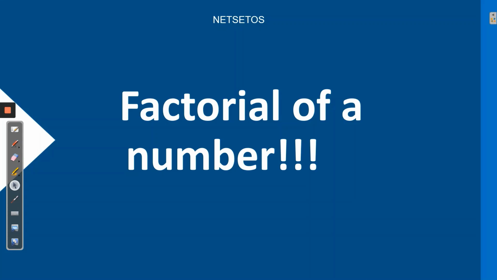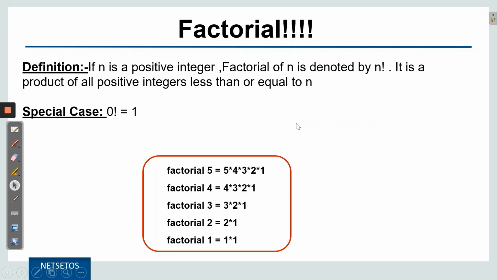In this video, we will discuss the factorial of a number by the recursive way. First of all, we should know what factorial is. Factorial is always of a positive integer and it is denoted by n factorial. If we read this, it is a product of all positive integers less than or equal to n.